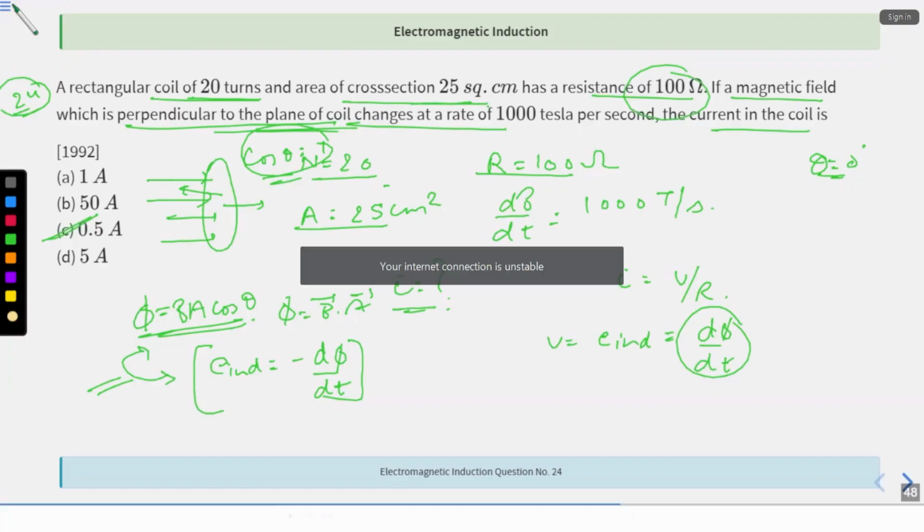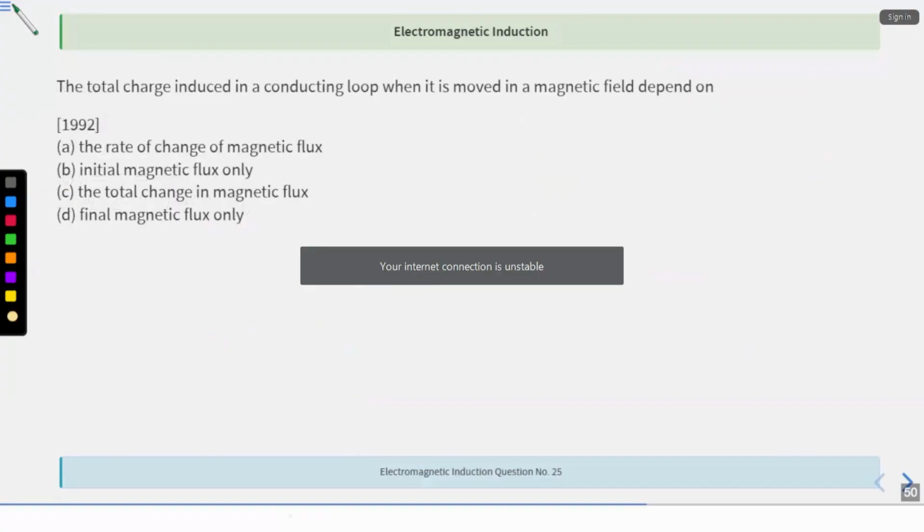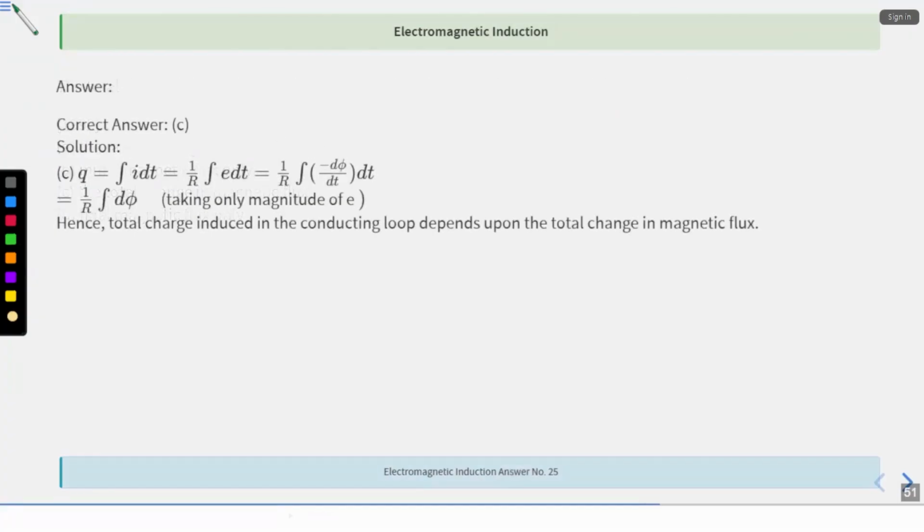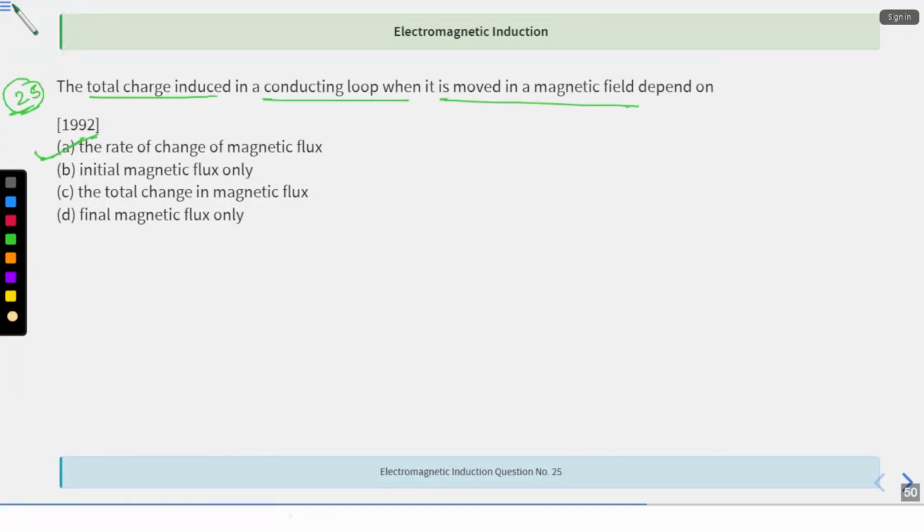So moving on, question number 25. The total charge induced in the conducting loop when it is moved in a magnetic field depends on: rate of change of magnetic flux, initial magnetic flux only, total change in magnetic flux, or final magnetic flux only. So it would depend upon the rate of change of magnetic flux, which we have been doing for a very long time. So this is the case.